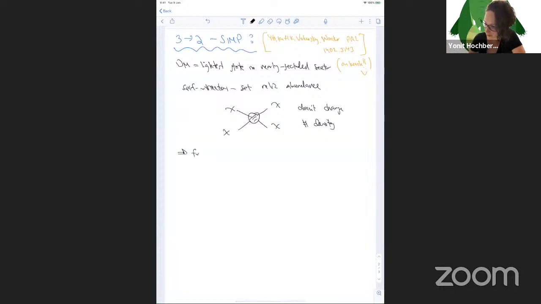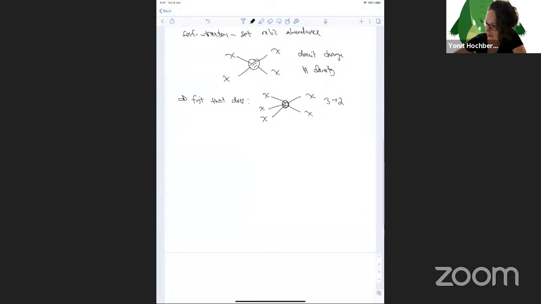So the first process that does change the number density is going to be, here we go, 3 dark matter particles colliding and 2 dark matter particles shooting out. Okay, so this is some 3-to-2 annihilation process of dark matter into a smaller number of dark matter particles.